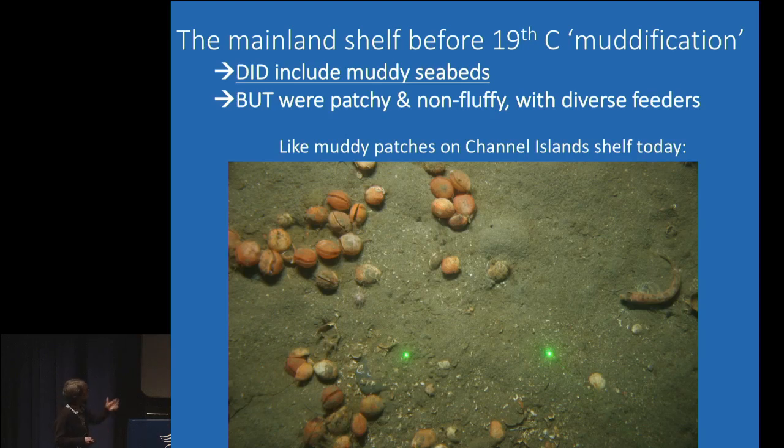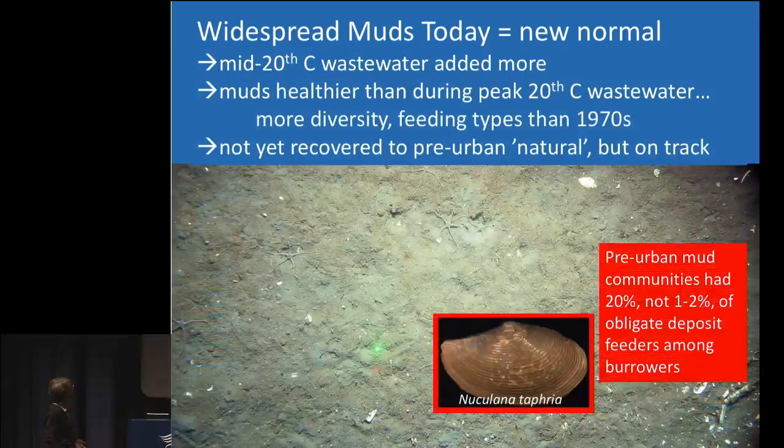These muds were like these little patches of mud that you see on Catalina Island. You can look at it and see it's not fluffy, right? It's fine-grained, but it doesn't have that fluffy look to the surface that the mainland shelf has. So we think on the mainland shelf that these muds, these widespread muds that are, we believe, largely a legacy of the 19th century, were of course augmented by solid sediment that was delivered from wastewater treatment plants.